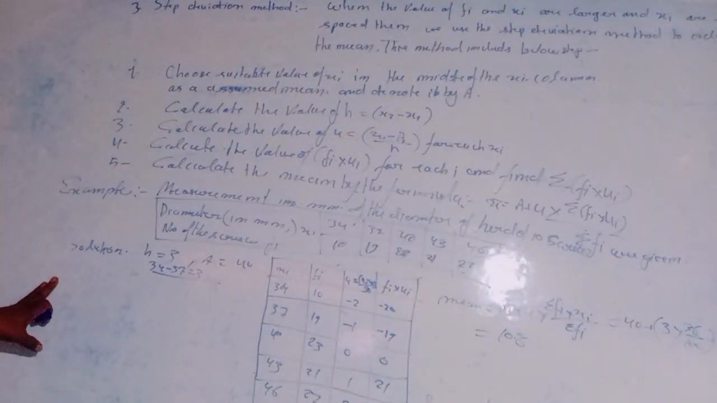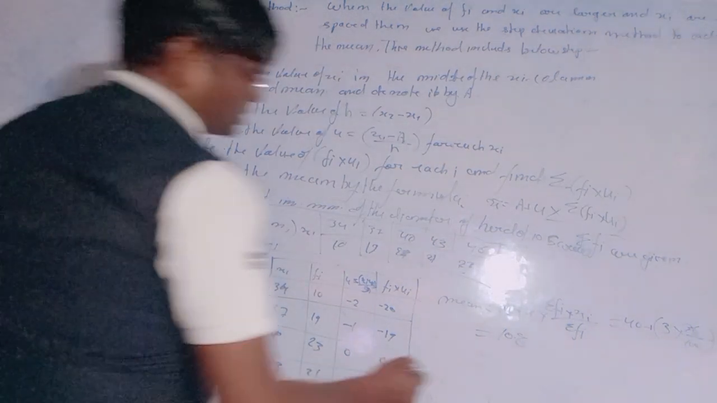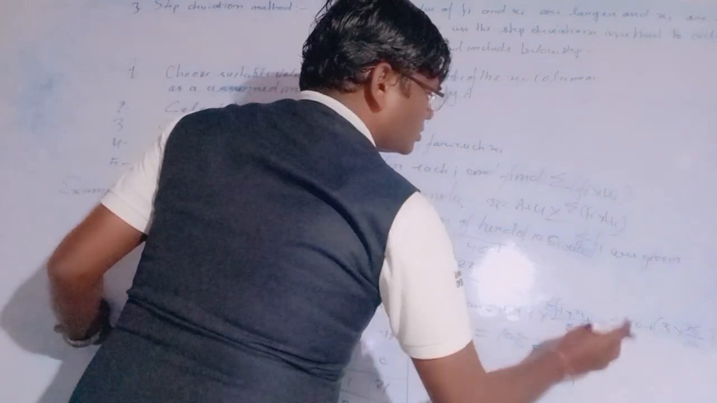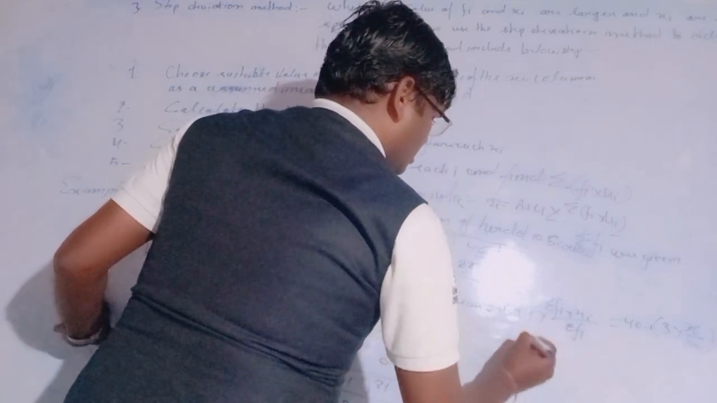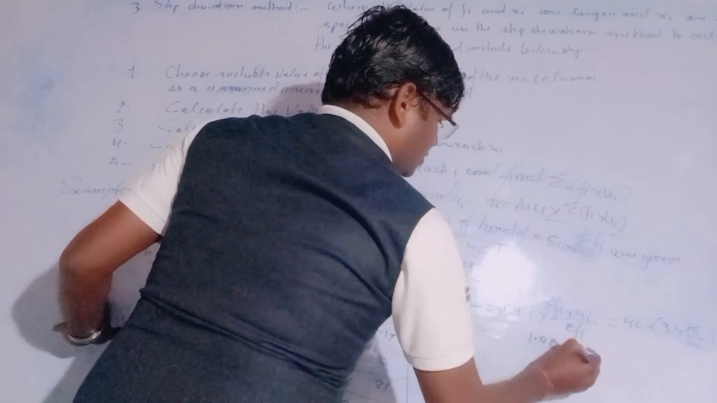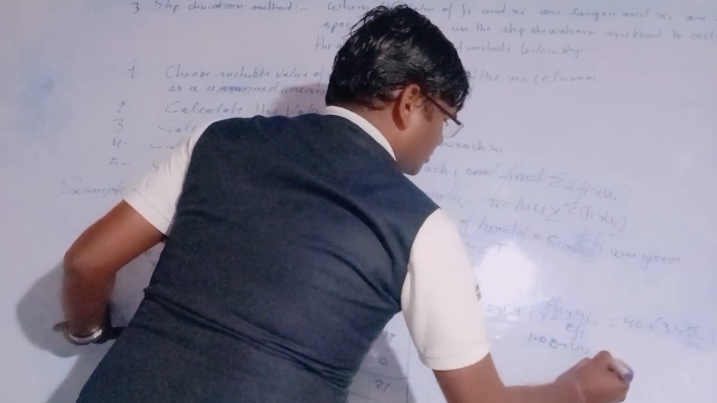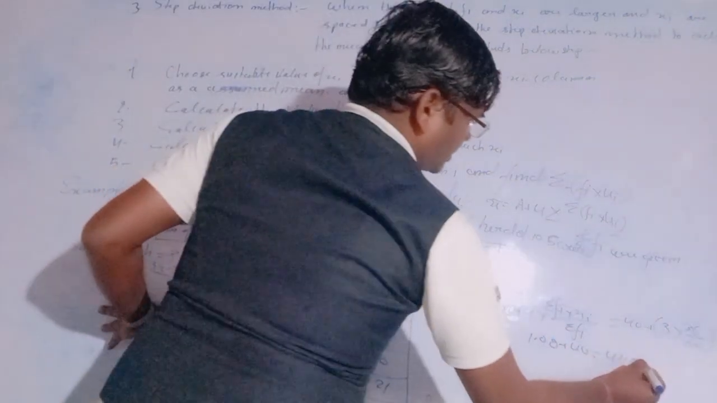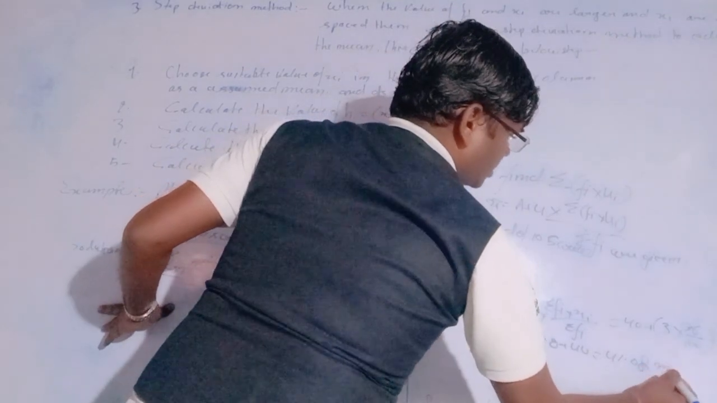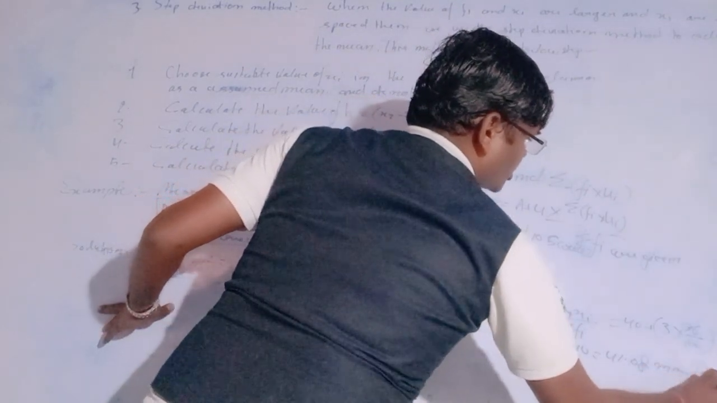So 3 times 36 by 100 is 1.08. Then 1.08 plus 40 is equal to 41.08. Here is the mean. We have found it in mm, so in mm the answer is here.